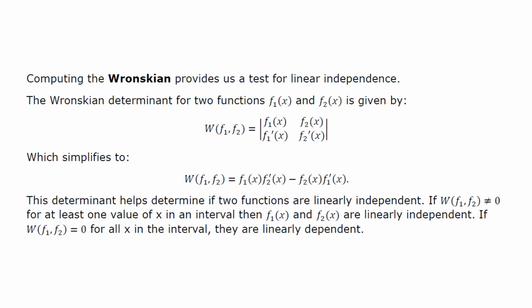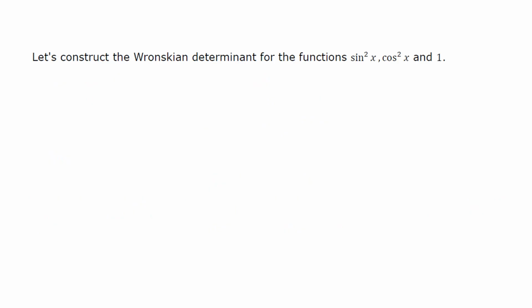Okay. So to make this stick a little bit, let's do an example. So let's construct the Wronskian determinant for the functions sine squared x, cosine squared x, and 1. So in this case, we have 3 different functions here, sine squared x, cosine squared x, and 1. So we're going to enter that into our Wronskian determinant.